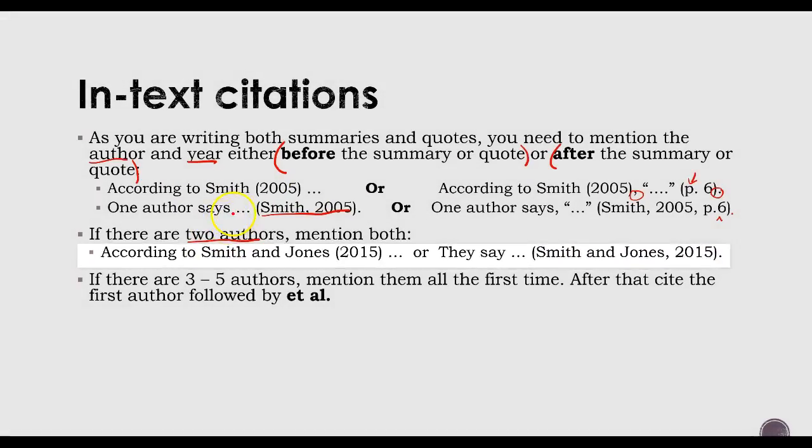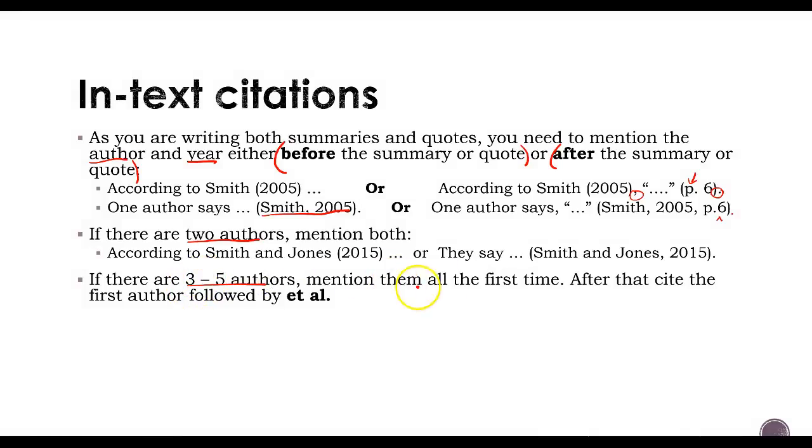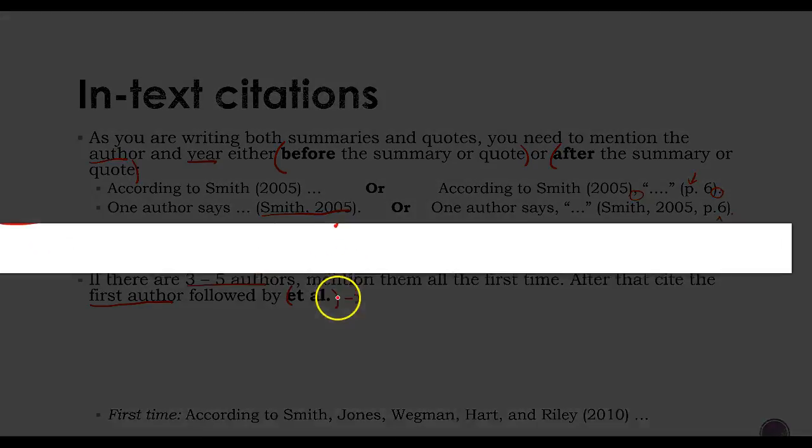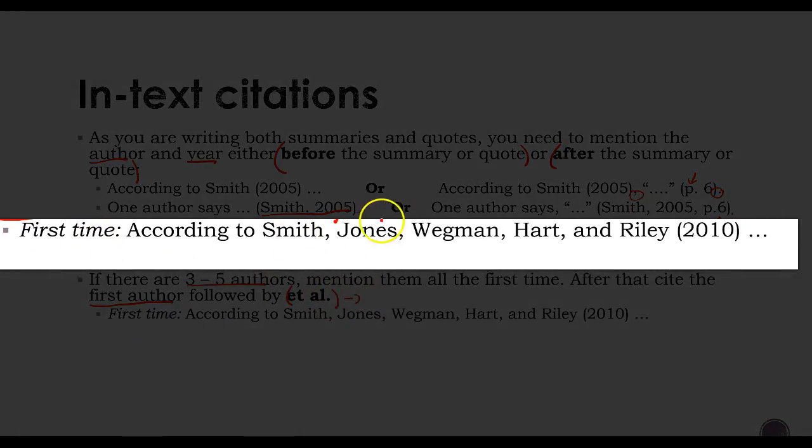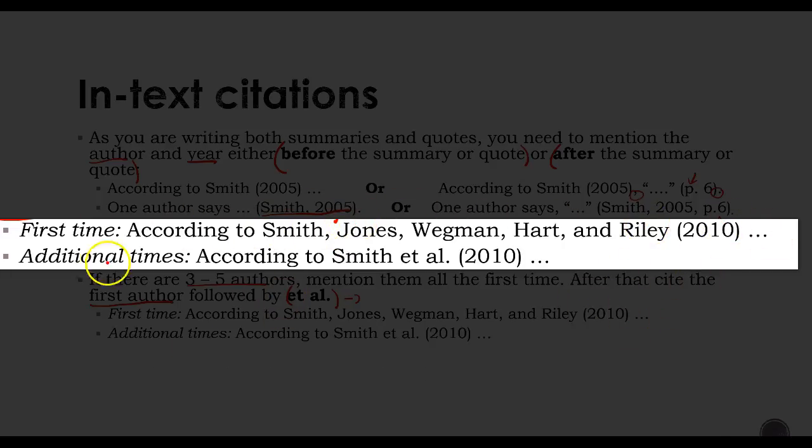If there are 3 to 5 authors, you want to mention all of them the first time, and after that you want to cite just the first author and this phrase, et al., period, which basically means and all the other guys. So the first time you'd say, according to Smith, Jones, Wegman, Hart, and Riley, 2010, da-da-da. And then the next time you want to cite that source, you'd say, according to Smith et al., 2010, da-da-da. So when you put the et al., you're covered.